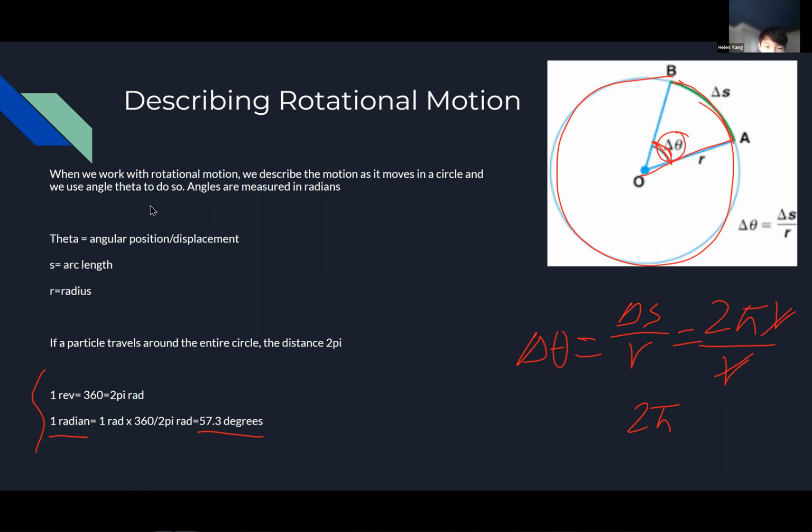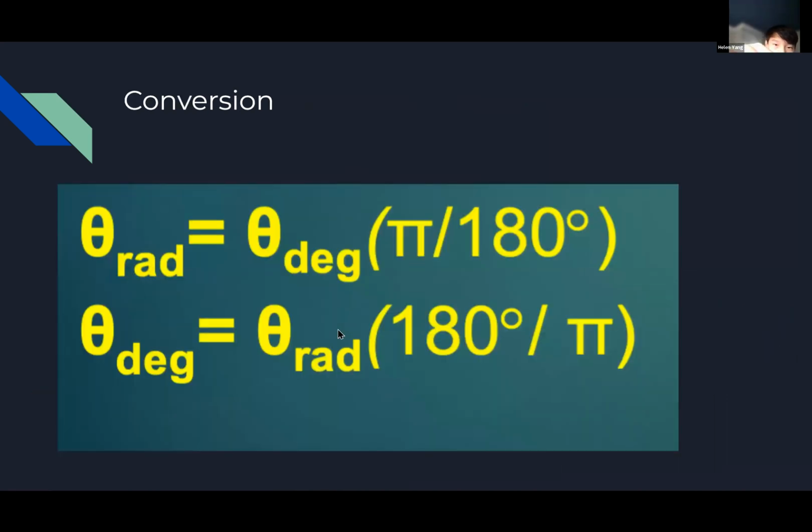Now this is another conversion. This is the angle in radians. To get rad, you take the degrees times pi over 180, and to find degrees, you take the rad times 180 over pi.